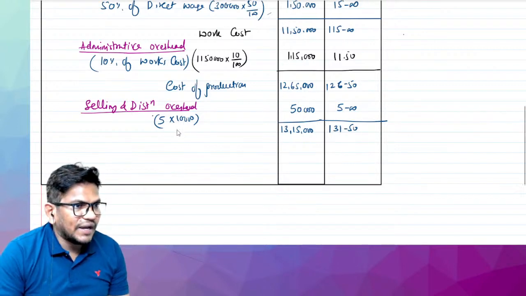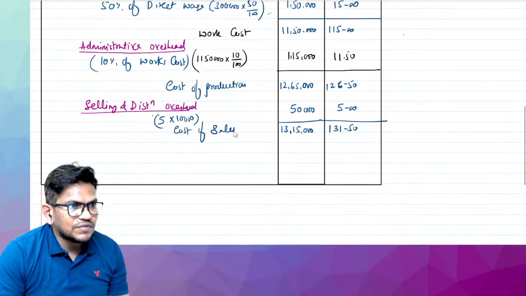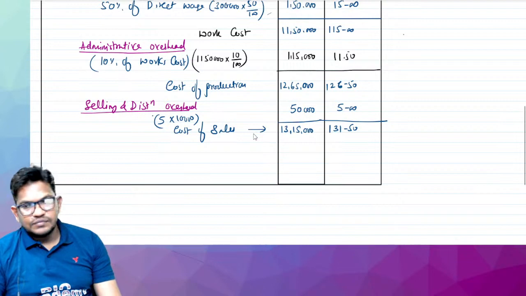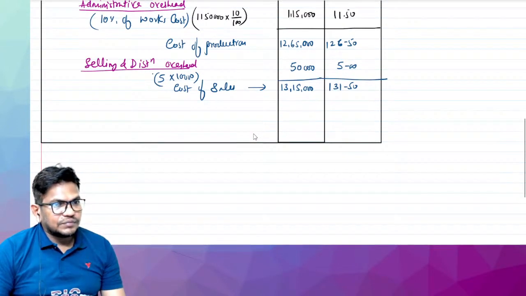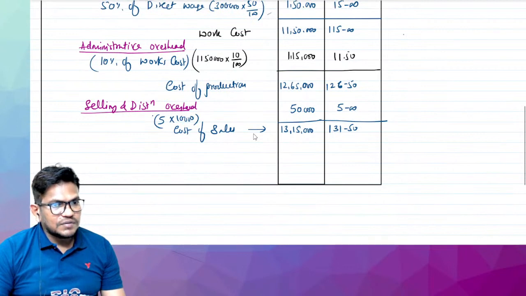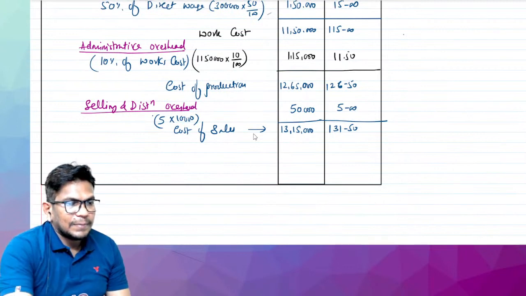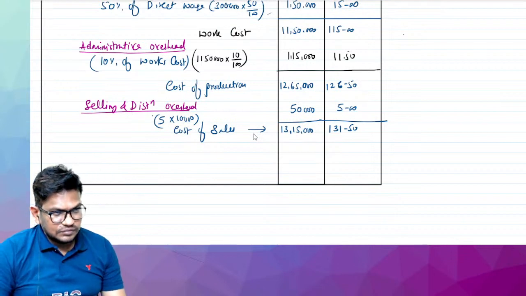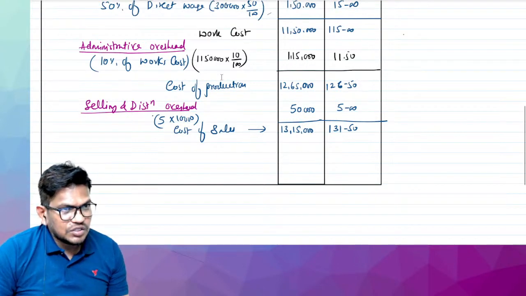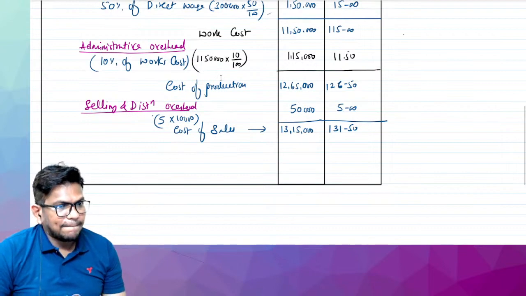13,150. So guys, this is your cost of sales. What is it? Cost of sales. Understood? Any doubts? Yes, you are right. 11.5.